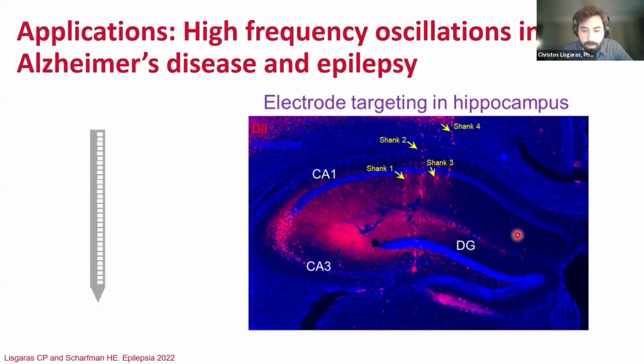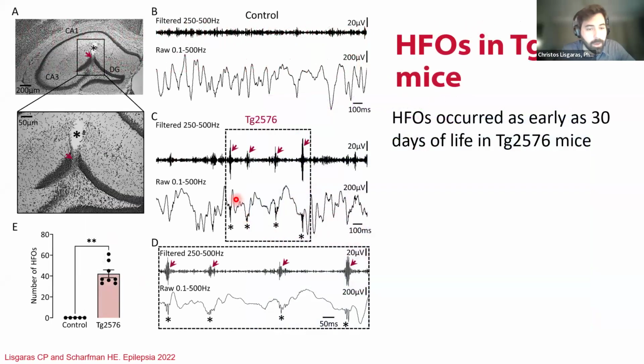So here you can see the targeting in the hippocampus. There are some trails of a dye that we use to make sure that the electrode reaches its target. Here we use just one electrode, but we have done recordings with multiple as well. And this is what we found. We targeted the dentate gyrus of the hippocampus. Here is the recording from a control mouse. We can see that there is slow activity during slow wave sleep, and that this is a control.